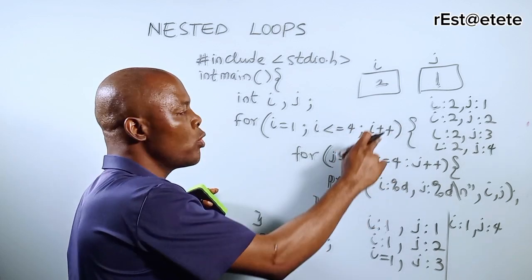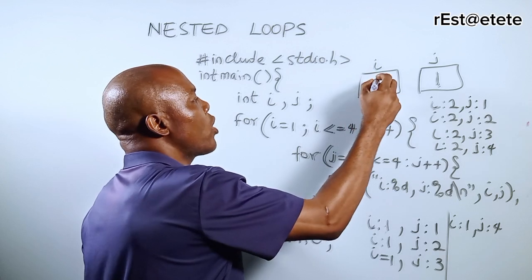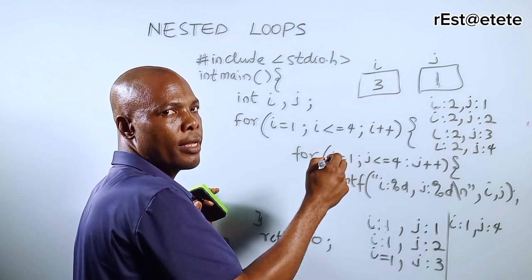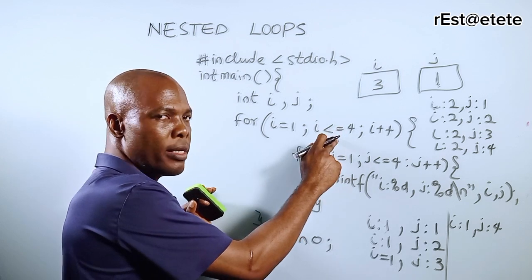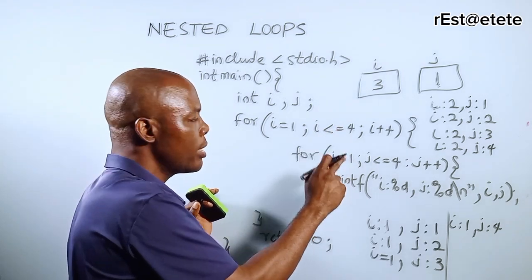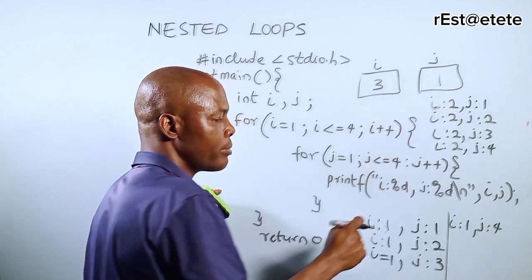It will come to the outer loop. It will increment i to what? To 3 now. So i becomes 3. Right? It will check the condition, i less than or equal to 4. That is true. It will go in. It will reassign 1 to j. So this place becomes 1 again.